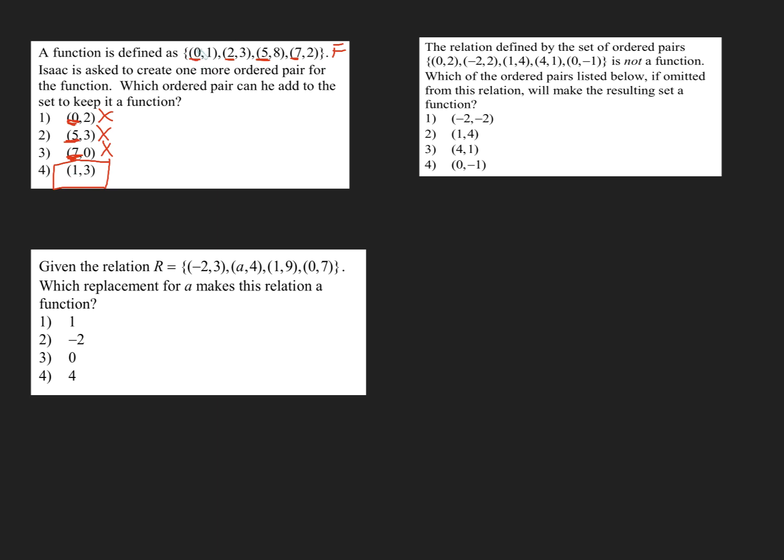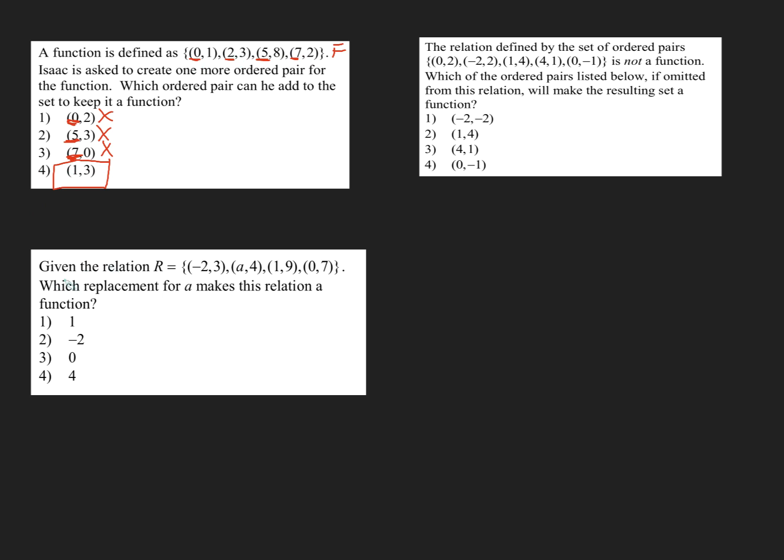Remember, to keep it a function, all of the x values must be unique. The x values cannot repeat themselves. So we couldn't use a 0, a 2, a 5, or a 7. So we were looking for a number that was not either of these x values. And the only one that met the criteria was (1, 3).